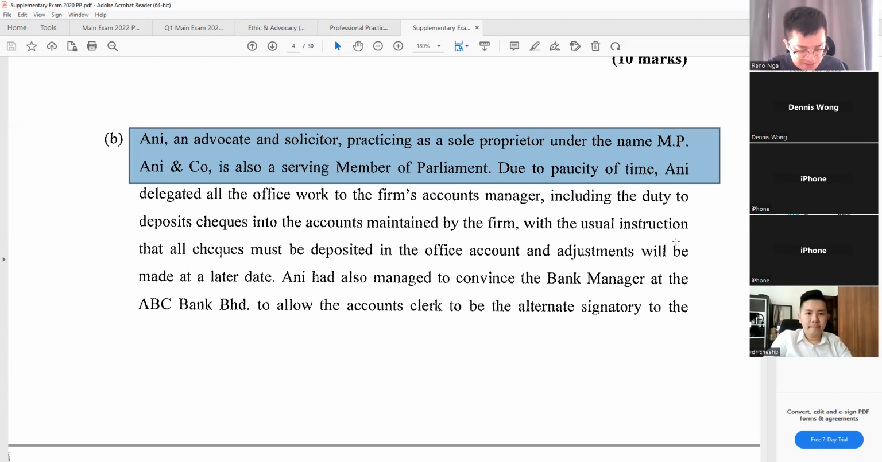If you go to Rule 7 LPPER, the title is no advocate and solicitor to accept remuneration in capacity as member of parliament. So you see, I don't know why they say cannot, but if you literally read Rule 7, it never says cannot. They just say you cannot accept remuneration, which means you cannot take salary only. I'm not sure, of course, I stand to be corrected. For me, reading Rule 7, it doesn't say you cannot become a lawyer and also a member of parliament. They just say you cannot accept the salary.